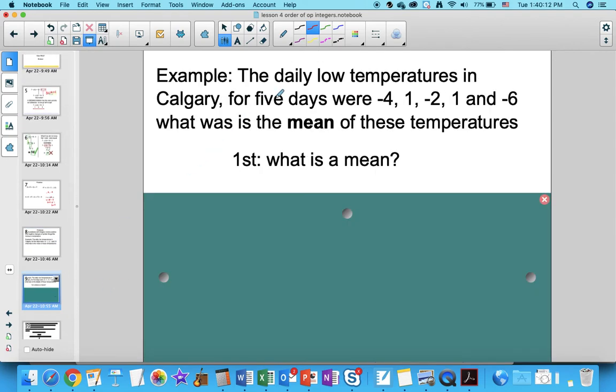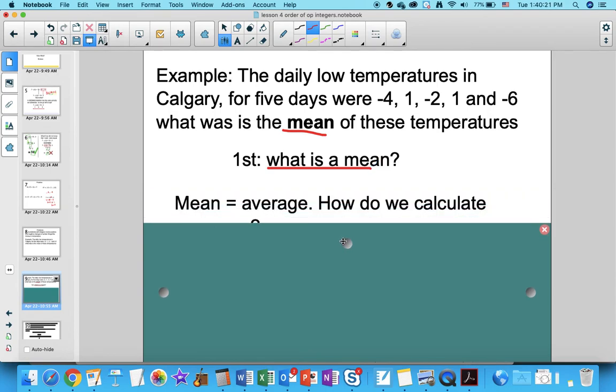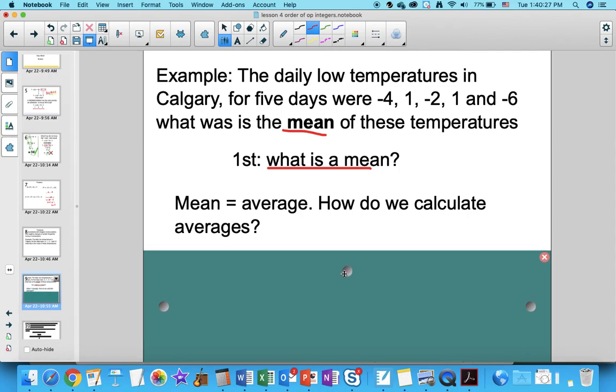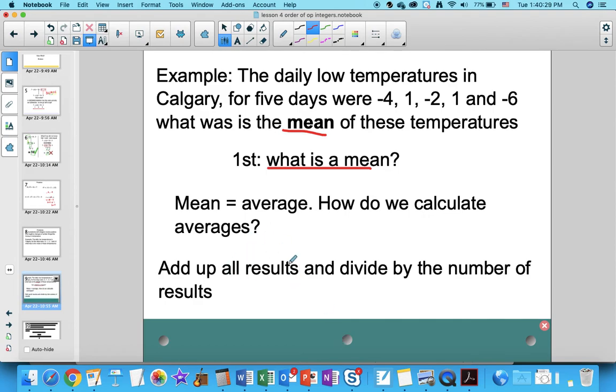Well, first off, we have this question and it's asking us for the mean. Well, what does mean mean? Well, mean is another word for average. How do you calculate average? This is something you've gone over before. The way you calculate average is by adding up all the results and dividing by the number of results. So you take up all these results you got here, -4, 1, -2, 1, and -6. You add them all up and divide them by the total number of results.